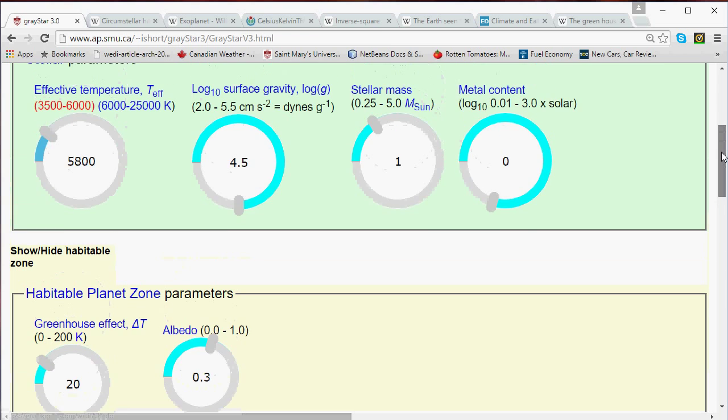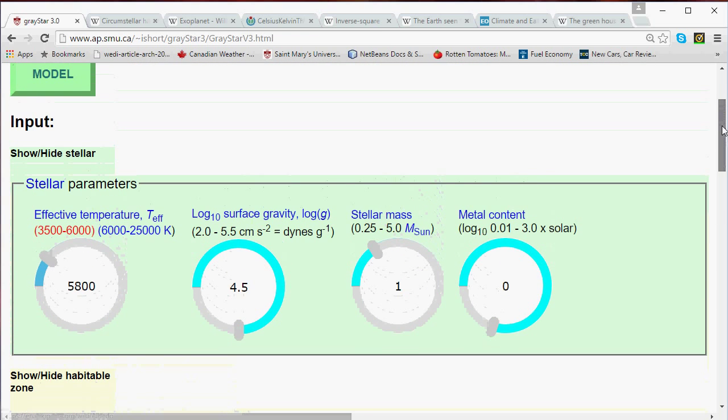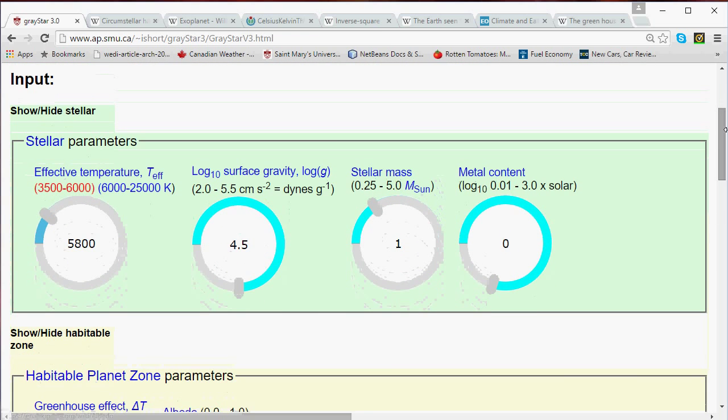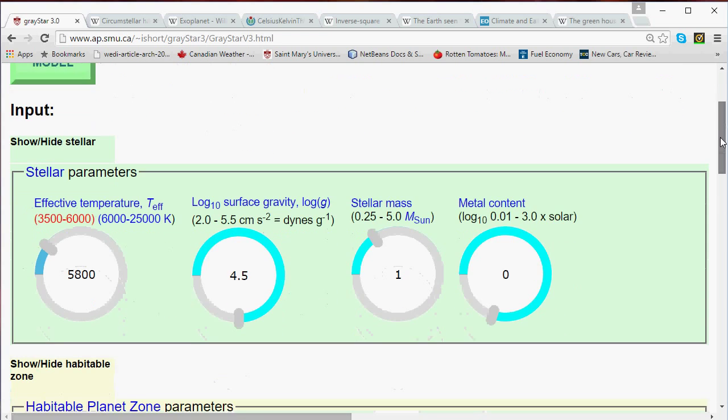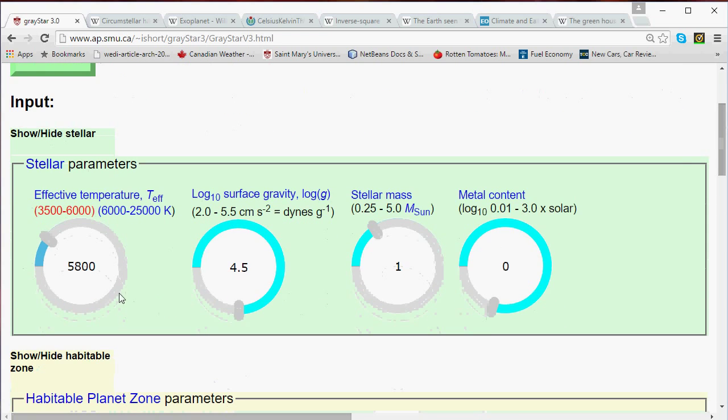So let's start by experimenting with the object that we are the most familiar with so far, namely the star. And remember, it is the star's luminosity that's going to control where the circumstellar habitable zone is. Now, as always, we want to make sure that we're starting off with our initial primary reference object, the sun. So let me hit reload to make sure that that's where we are. When we reload Graystar, the stellar parameters come up with their solar values, so we're simulating the sun by default.